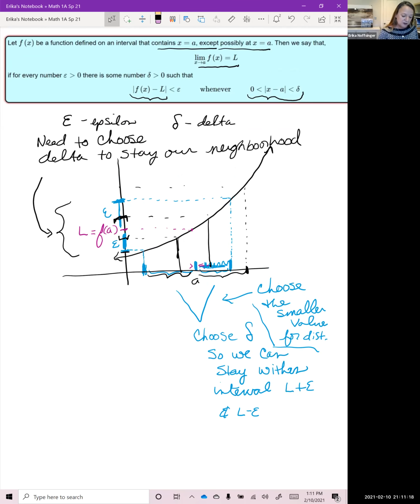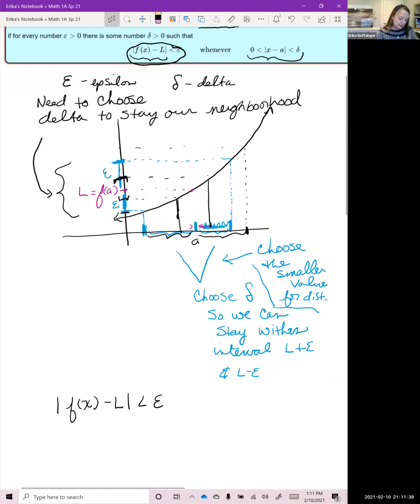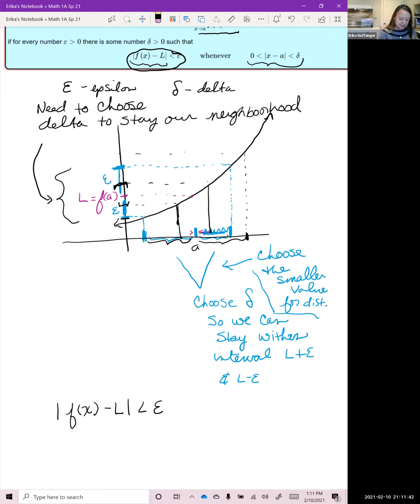So recall that absolute value is just saying the distance. Remember, absolute value is just the distance. So again, this absolute value of f of x minus L is less than epsilon. So recall to drop absolute values of inequalities, and it's a less than sign, we sandwich this in between. So this is the same thing as negative epsilon is less than f of x minus L, which is less than epsilon.